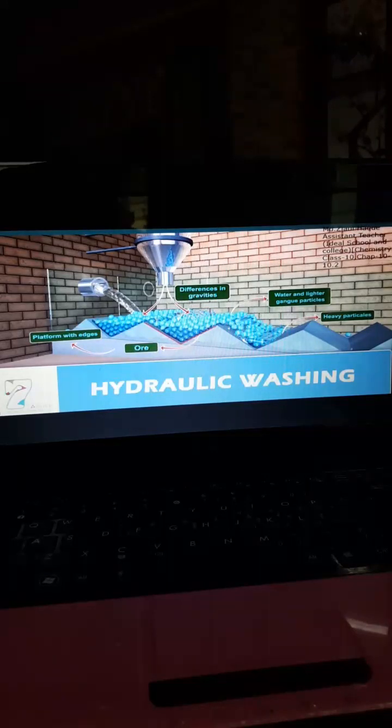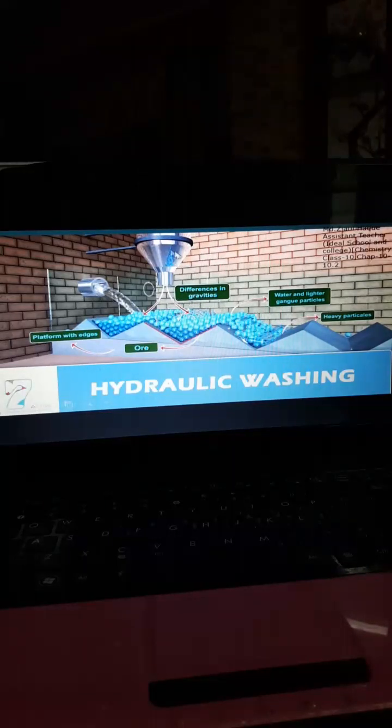So my dear students, here you can see the process. On the left hand side, water is coming, and from the conical system the ores are coming, and by this water they are washed away. The lighter parts will be washed away easily, and the heavier part, the lower part, here you can see the deep blue color. This is ore, your expected ore, your wanted ore.